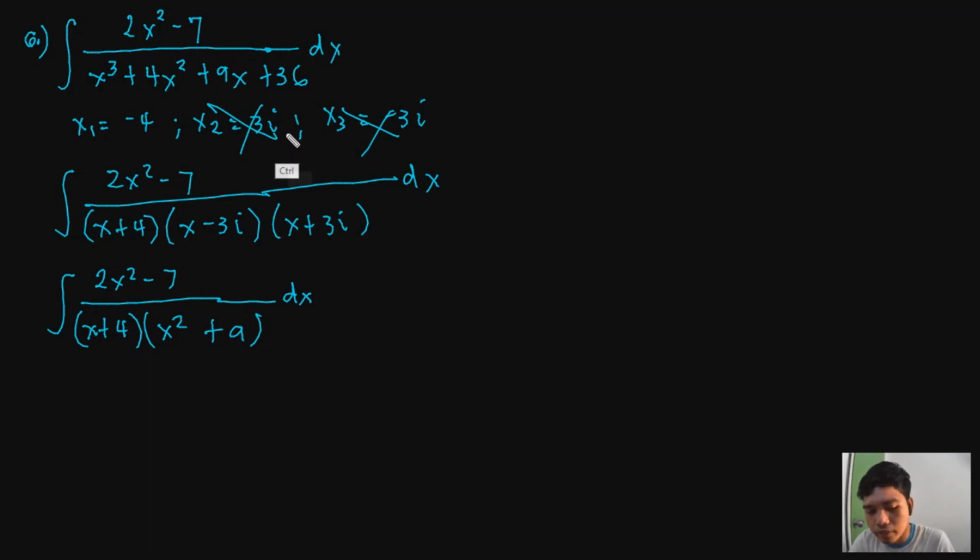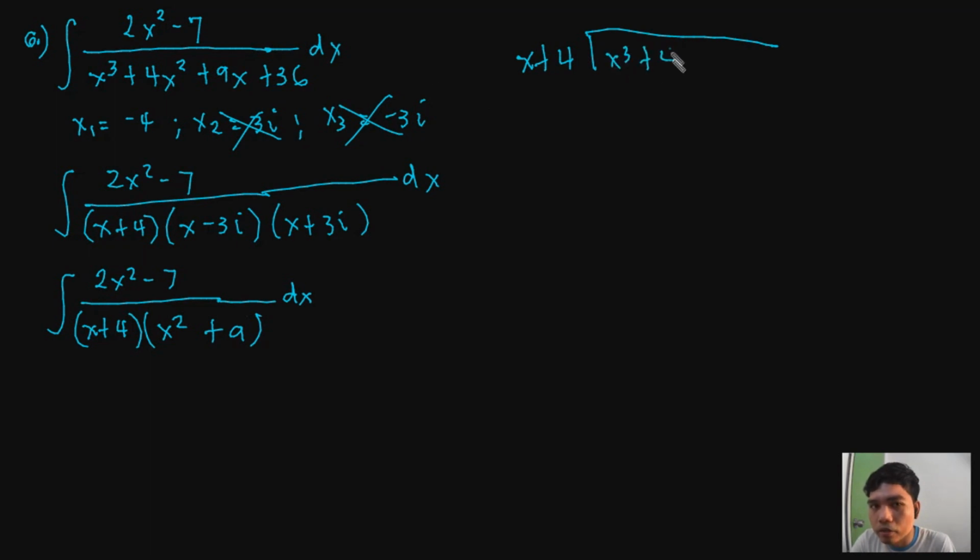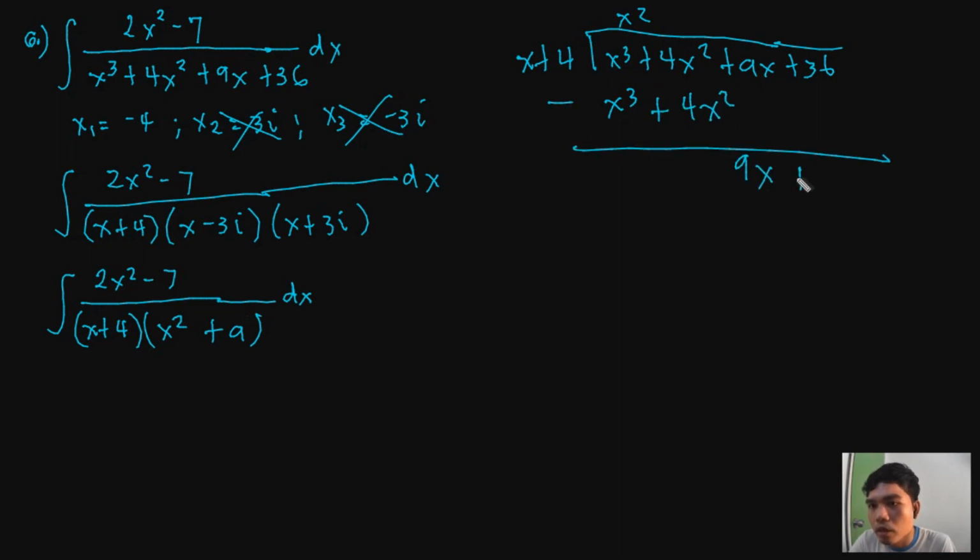Actually, you can do this as well dito sa case na to, 'di ba? Knowing na ang ating factor is x plus 4, you can just neglect these imaginary numbers, diba? And then, just divide this dun sa ating x cubed plus 4x squared plus 9x plus 36. And then, you should be able to get x squared plus 9. So, let's try that, diba? This is x squared, and then this is x cubed plus 4x squared. So, subtracting this, we have 9x plus 36, and then this is x squared plus 9, diba?